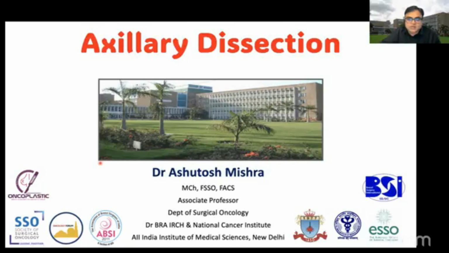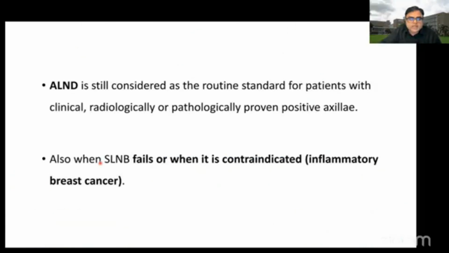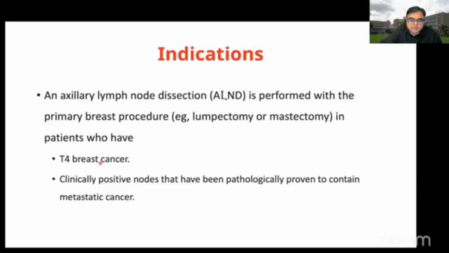So my presentation will be focused on axillary dissection. ALND is still considered the routine standard for patients with clinically, radiologically, or pathologically proven positive axilla. Also when SLNB fails or when it is contraindicated, particularly in inflammatory cancers, or when central lymph nodes are 2 or more than 2. So it's in T4B breast cancer and clinically positive nodes.